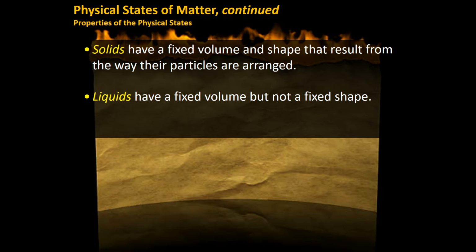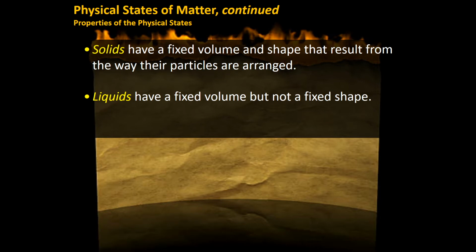Liquids have a fixed volume, but not a fixed shape. This is also sometimes worded as having a definite volume, but an indefinite shape. So a fixed volume means that if you have 500 milliliters of water and put it into a water bottle, it will take the shape of the water bottle. But if you pour it into a glass, because it doesn't have a fixed shape, it will take the shape of the glass, but it'll still be 500 milliliters of water. The volume doesn't change, but the shape will change to match whatever container it's in.